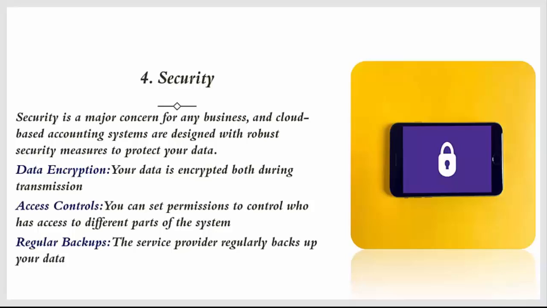Data encryption. Your data is encrypted both during transmission, when it's being sent over the internet, and at rest, when it's stored on the server, making it unreadable to unauthorized users. Access controls. You can set permissions to control who has access to different parts of the system, ensuring that sensitive information is only accessible to authorized personnel. Regular backups. The service provider regularly backs up your data to prevent loss in case of a system failure or cyber attack.